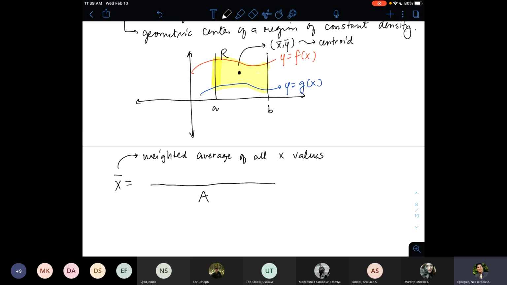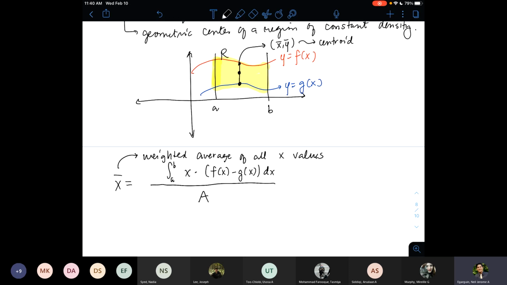Okay, but we have infinitely many points from A to B. So there are infinitely many x's to take the average of. So we do an integral, because again, integrals are our analog for a continuous summation. So we integrate from A to B. You can think of it as a continuous summation from A to B of x values times the weight. Well, the weight here is the length of a strip passing through that x value. So it would be f of x minus g of x dx.